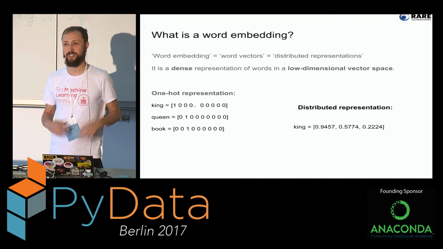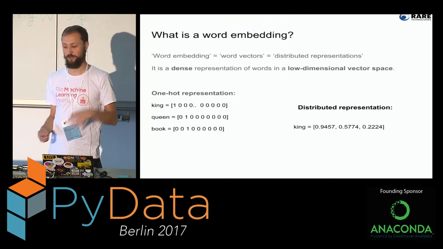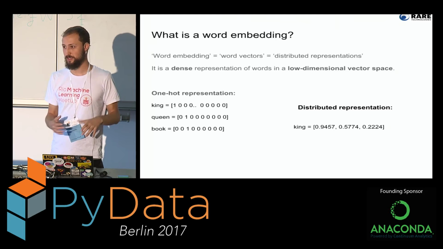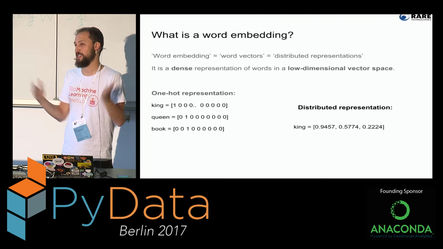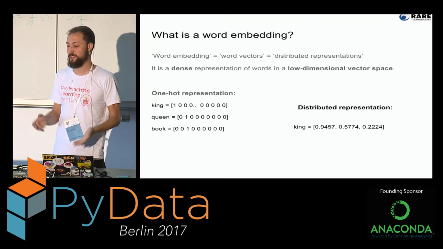I have 1. My second word is king, so I'll turn on my second bit. It'll be 0, 1, 0, 0, 0. The third word is book. It'll be 0, 0, 1, and the rest of them are zeros. So this is one way to represent words. I just have a vector for every word. The problem is that the vectors are very long. They're 1,000 long, and most of the stuff is 0.